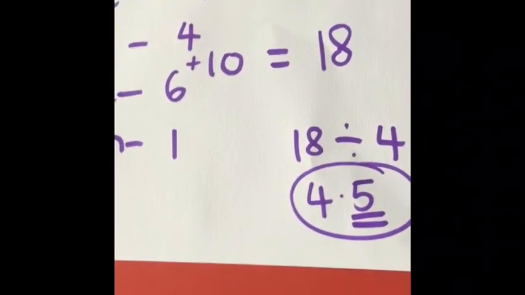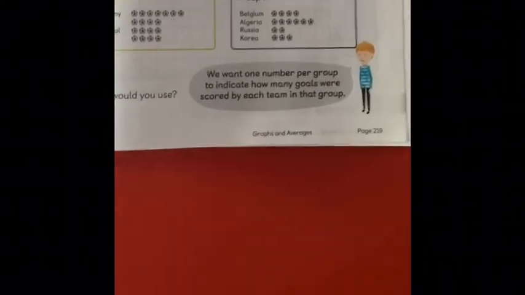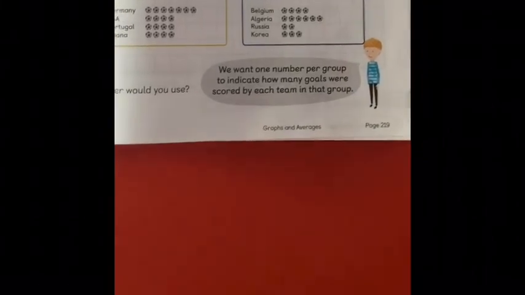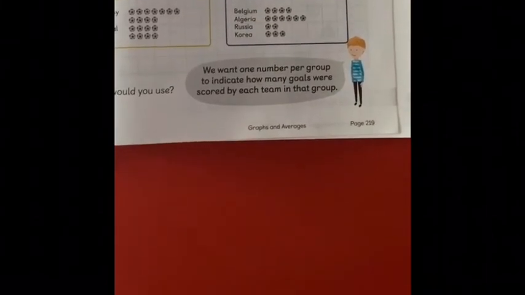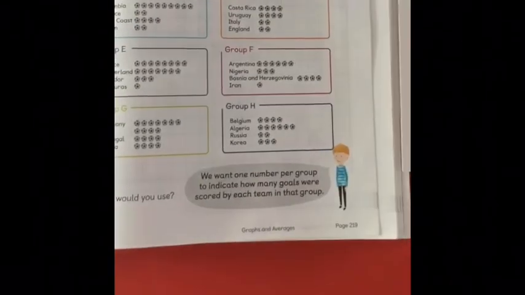Remember, when you're doing your averages for the rest of this question, Year 6, you can't have a fraction of a goal. You either have a goal or you don't have a goal. So if it's 4.5, it will round up. Anything 0.5 rounds up to the next goal. So have a go and see how you get on.